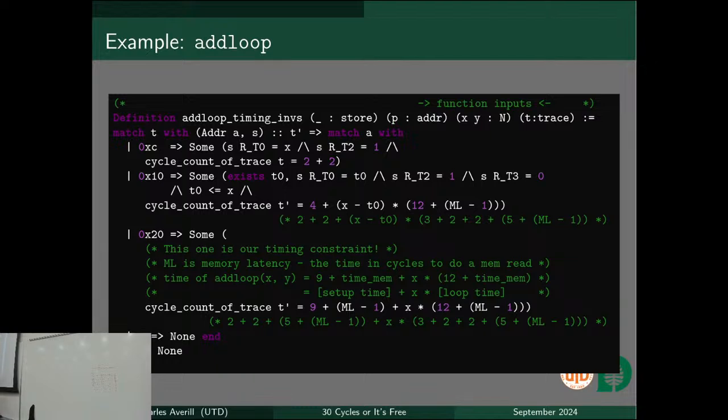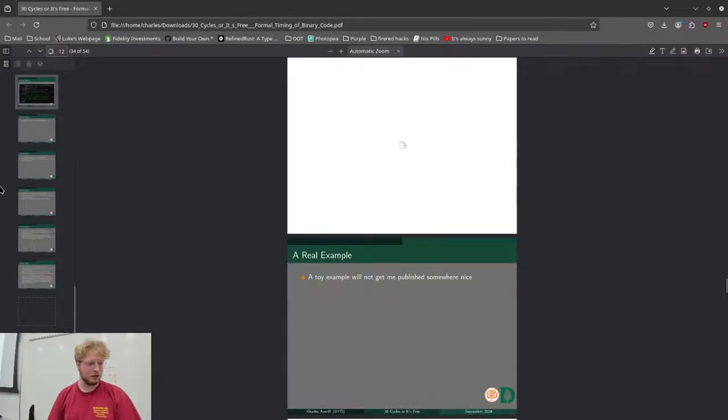You see that the function inputs are x and y, and that the total time of this program is some setup time plus x times the time of the loop, which makes a lot of sense, right? It's just the number of times we're in the loop times the length of one loop. That's exactly how long this function should take. And that's it. I wrote this proof. It works. Let's pull it up.